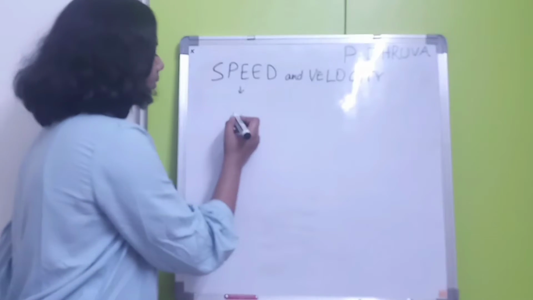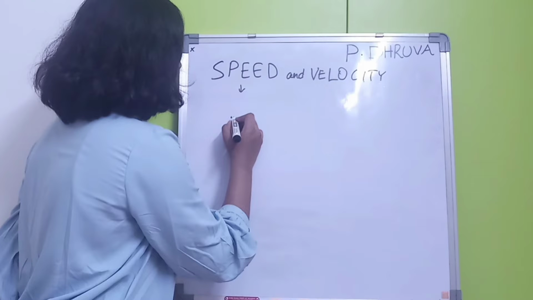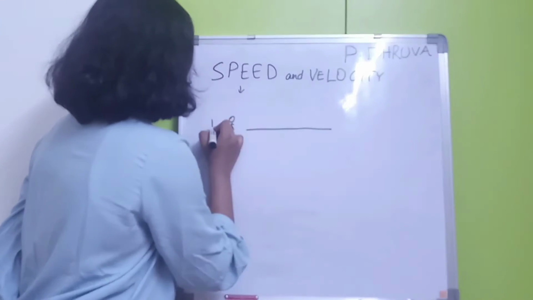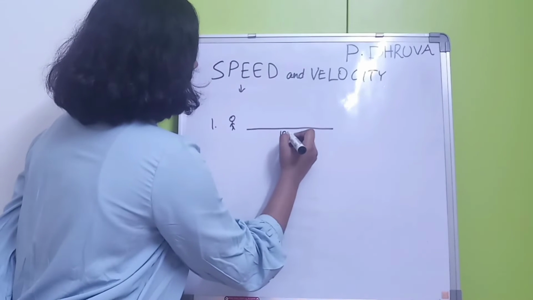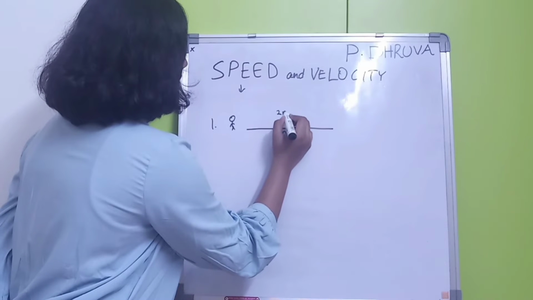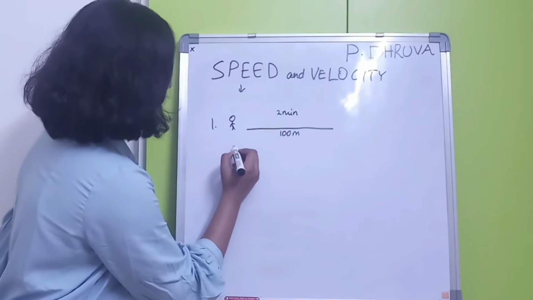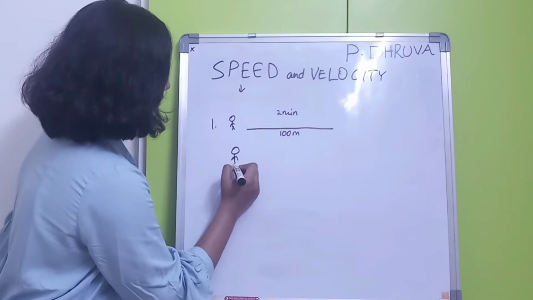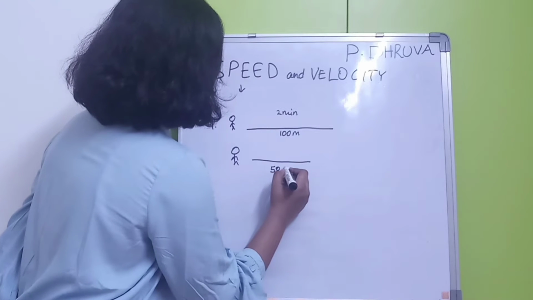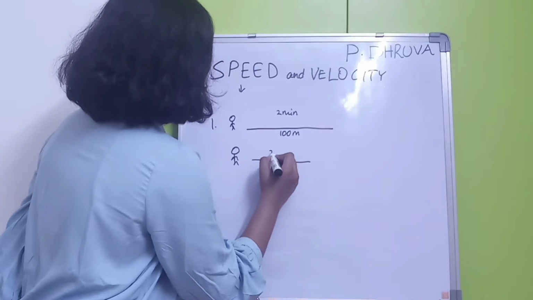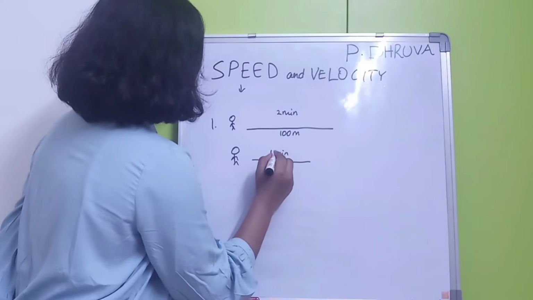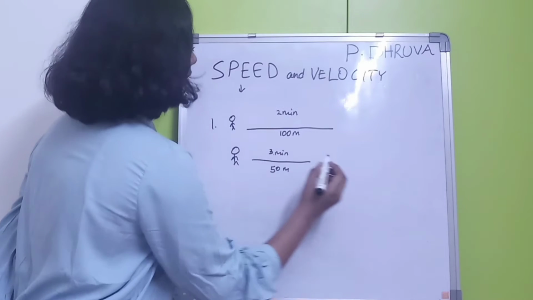Now let's take an example. This is a person. He travels 100 meters in 2 minutes. This person travels 50 meters in, no, we will take it as 1 minute. I'll take it as 3.